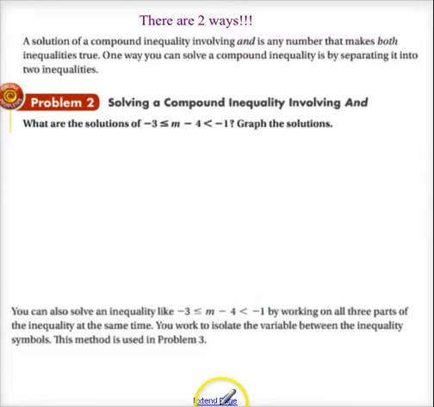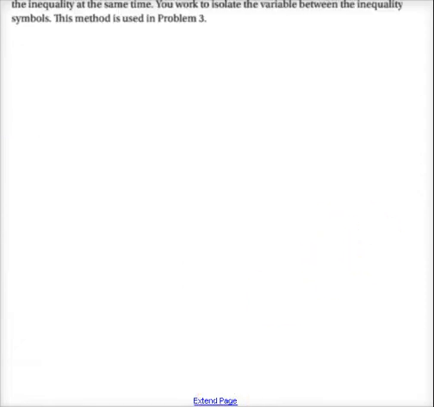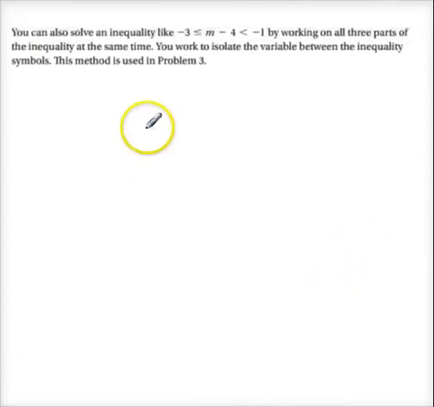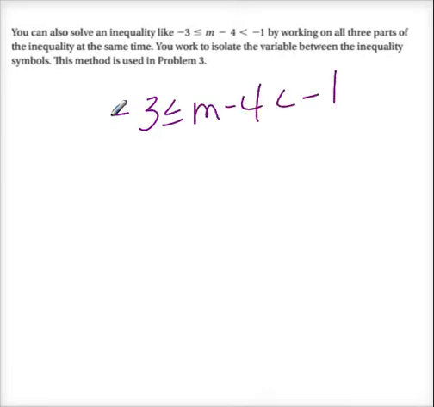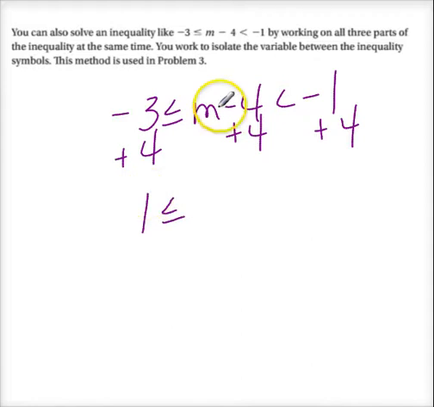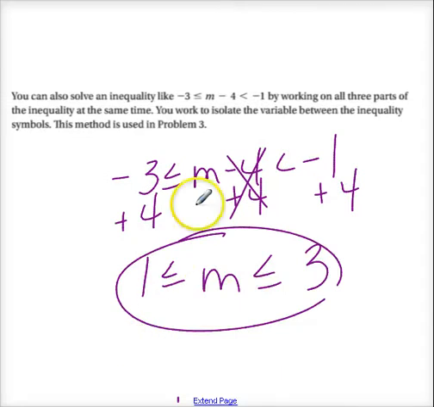The second method, I'll do down here. We can actually do it all at the same time. So I'm going to copy this down again. I can work from the middle, so I'm going to add 4, but I have to do it to both the right and the left sides. So negative 3 plus 4 is 1. Negative 4 cancels. I have my m. And negative 1 plus 4 is 3. So I have my inequality, and I can graph it the same way with my 1 and my 3.